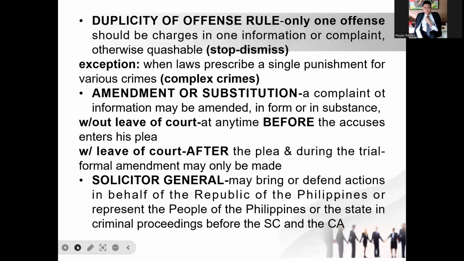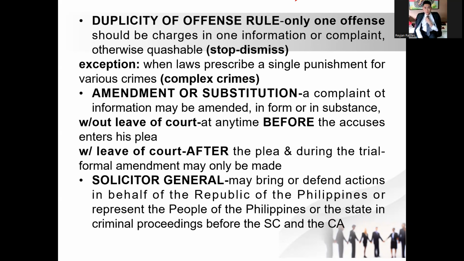Okay, so meron tayong tinatawag, class, na duplicity of offense rule. So meaning yan, class, only one offense should be charged in one information or complaint. Otherwise, quashable yan, class. Pag sinabi natin quashable, i-dismiss yan ngayon or ipapastop yung case na yan. Tandaan niyo, bawal yung tinatawag natin na duplicity of offense rule. Yung sa isang information or isang complaint, dalawa yung naka-allege na tinatawag natin na crime na nagawa niya, bawal yan. Unless na lang it is a complex crime, that is the exemption.